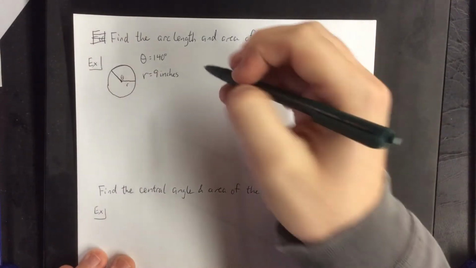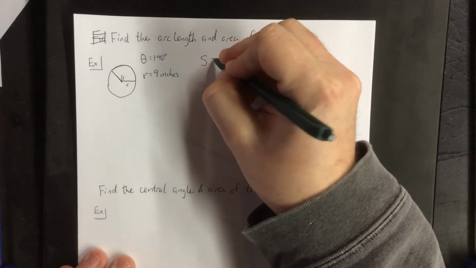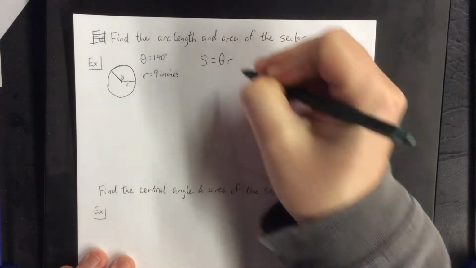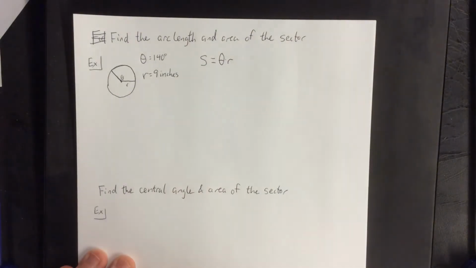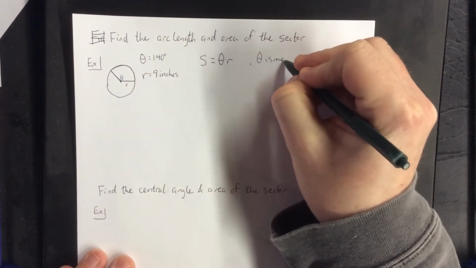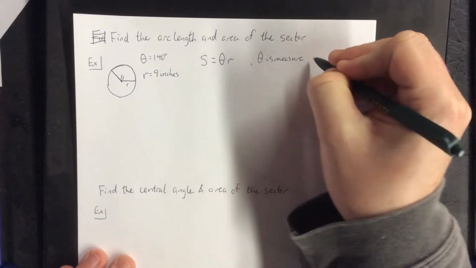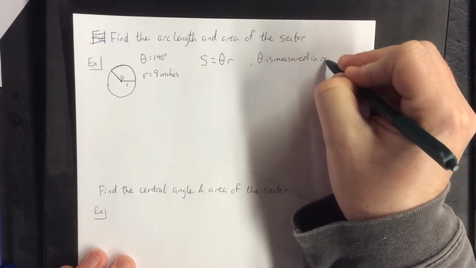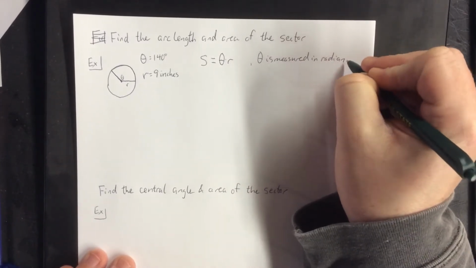So first and foremost, I'd like to remind us of what the arc length formula is. This is going to be S is equal to R times theta, or theta times R. However, it is necessary that theta is measured in radians. You'll notice for this problem, I've given you theta measured in degrees.